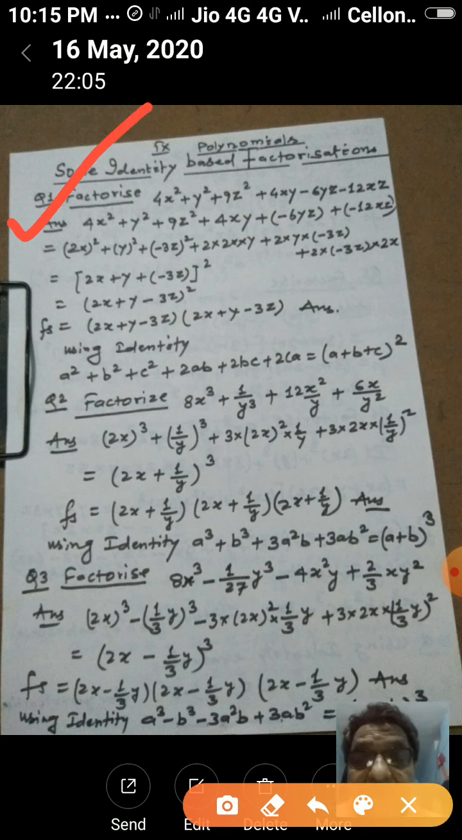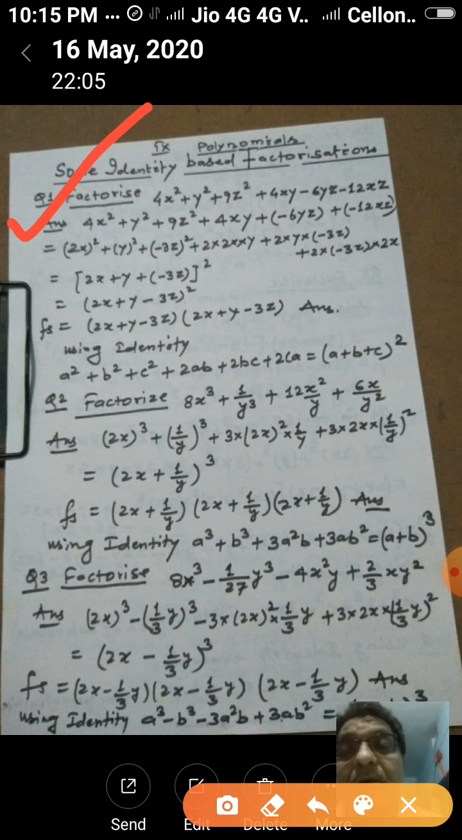Factorize 4x square plus y square plus 9z square plus 4xy minus 6yz minus 12xz. See, students, how I have done it. First of all, I have written the same question, making only one change: the terms containing minus I have written within a bracket with a plus sign before it, which makes no difference.